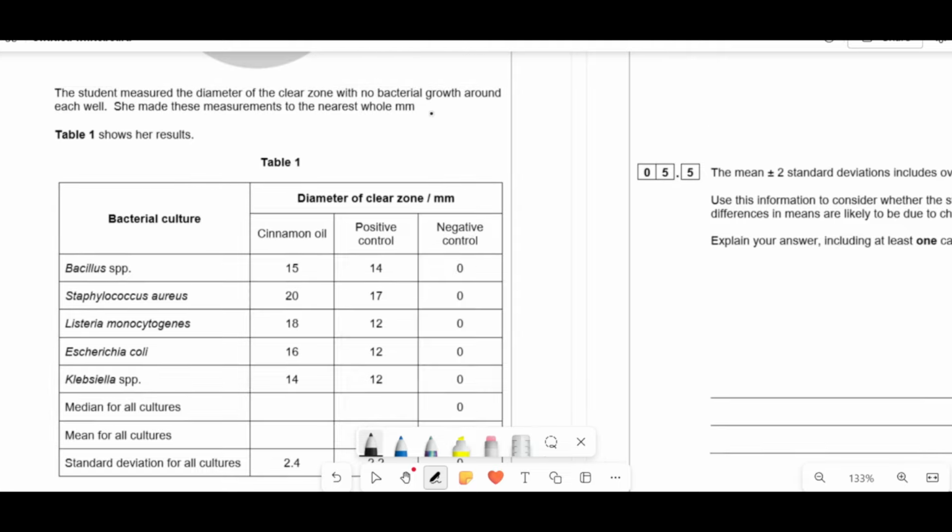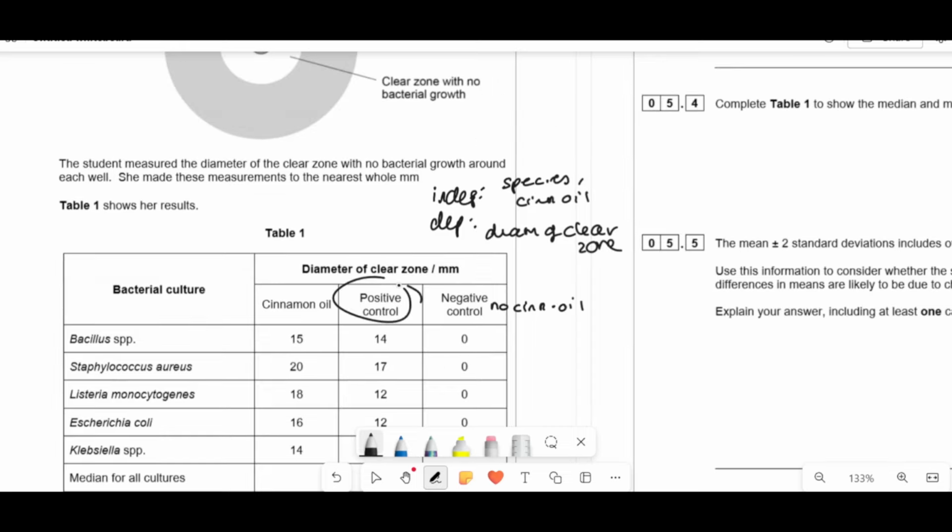Here, what we should do is scribble out what our independent and our dependent variables are, right? So there's a couple. The independent here is, first of all, the species, but also the cinnamon oil, right? And the dependent is the diameter of the clear zone. Now, the bit that's confusing is you have the positive and the negative control. Here, we have some mysterious thing that's a positive control and it produces a clear zone.